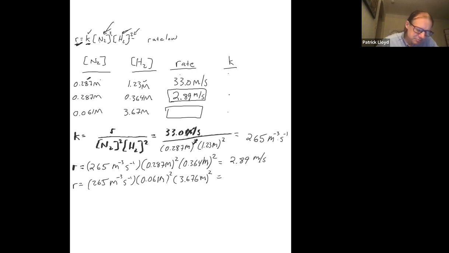So times 0.061 squared times 3.67 squared, and you get 13.2. By the way, I'm sorry, this is just 3.67. So 13.2. There's other ways to do this problem, but I'm not going to go through it. Now, again, this is 265 all the way down. Okay. So now that was the approach. I knew the concentrations and the rates, so I was able to find K and use K in the future calculations.